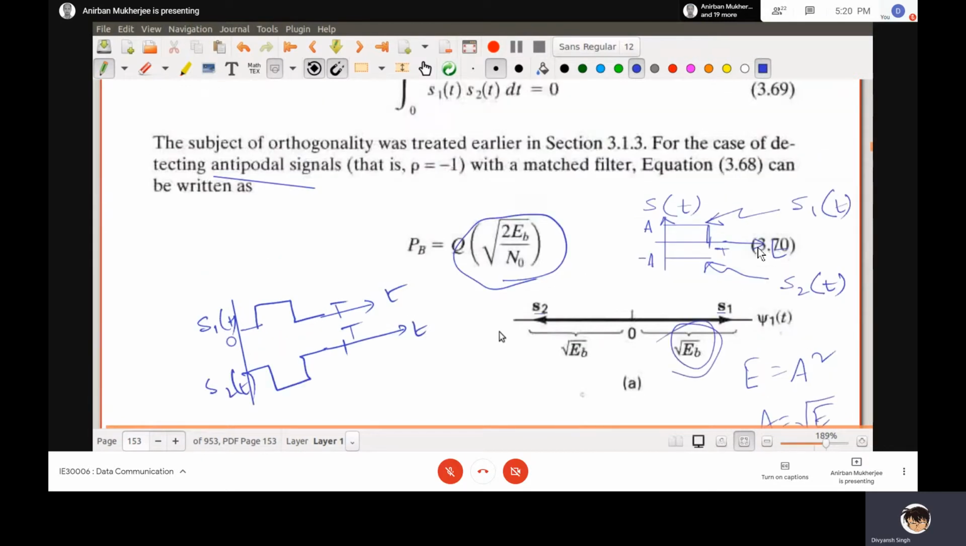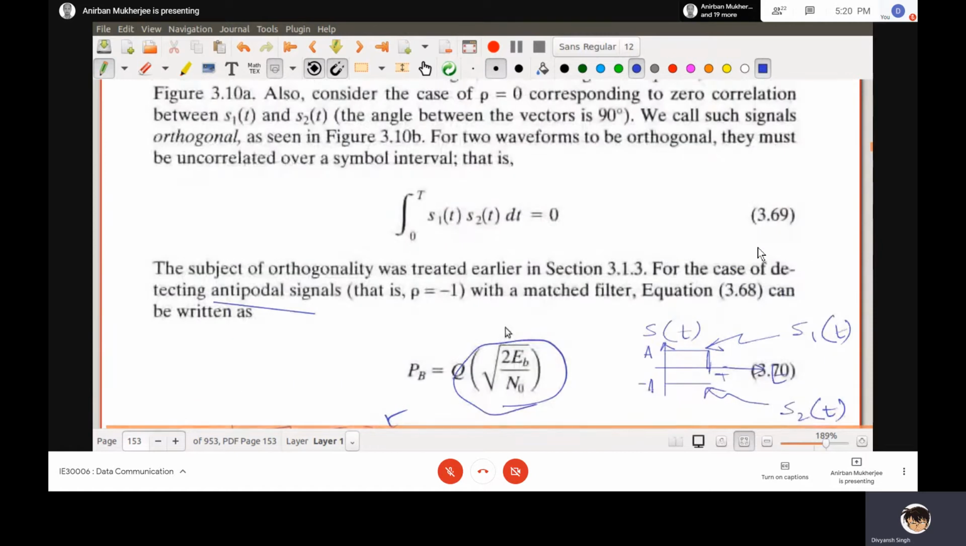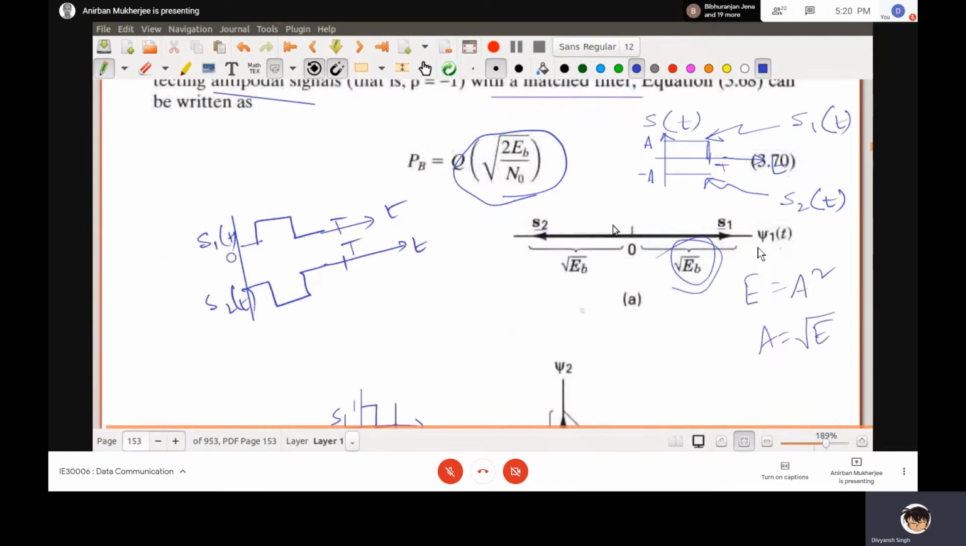Anyway, this is for detecting an antipodal signal with a matched filter. That we have studied.